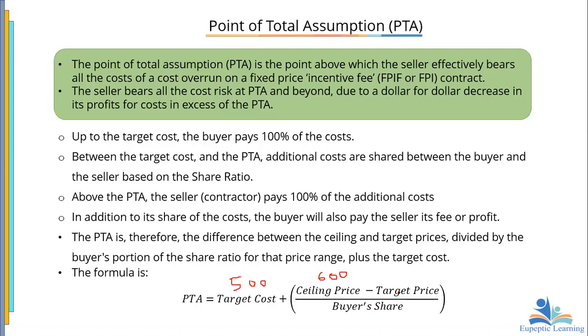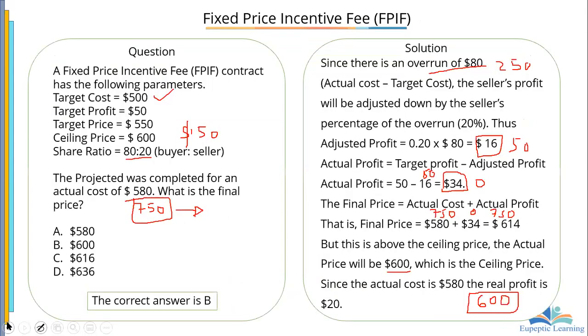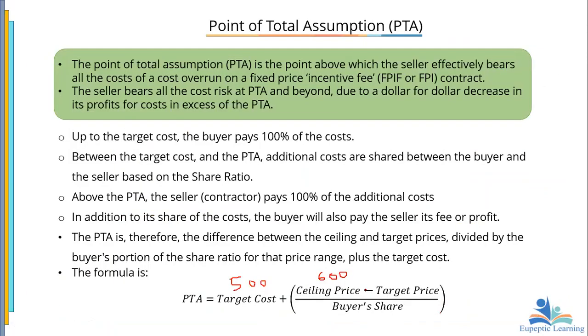Then we are looking at the target price. What is the target price? From what we have here, target price is target profit plus the total target cost. So in this case, our target price is 550. So we come in here and we input our 550 here. Then what is the buyer's share? The buyer's share is 80%. So that is 0.8.